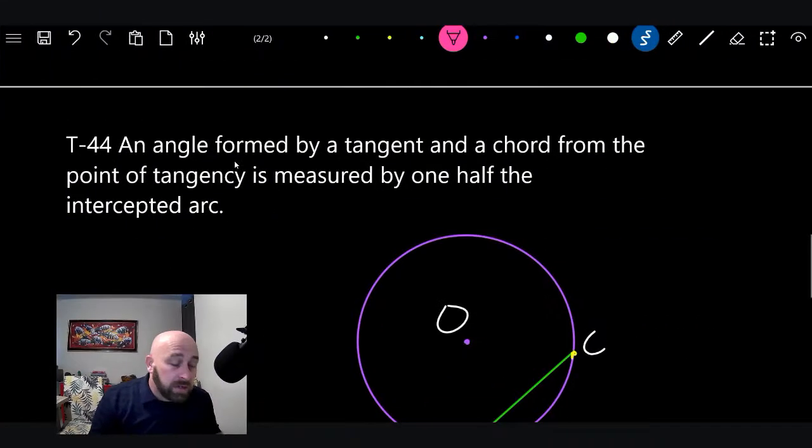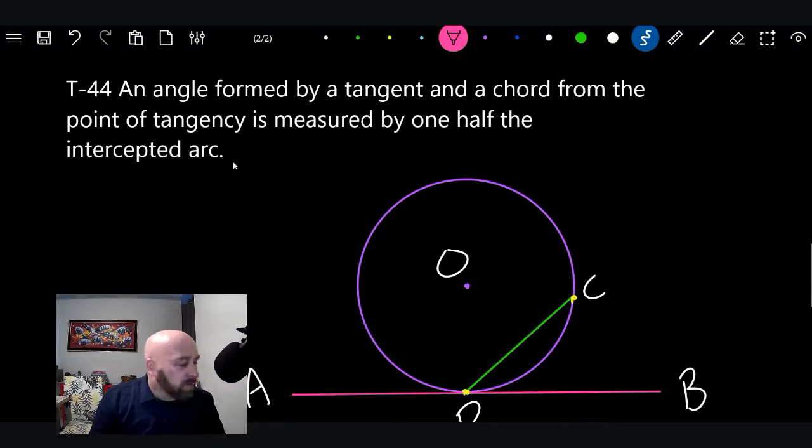Okay? So that is theorem number 43. If an angle is formed by the intersection of two chords, it measures 1/2 of the sum of the arc it intercepts and the arc the vertical angle intercepts. Okay? All right, go ahead and look in your book on the next page, 153, right across the page. Now we're going to be talking about angles formed by a tangent and a chord.